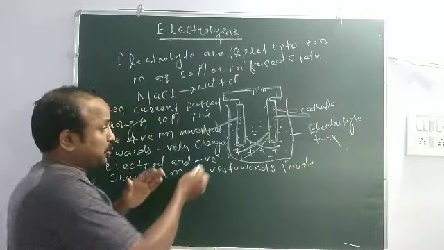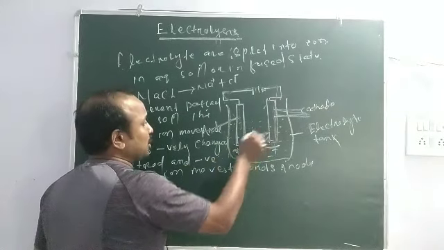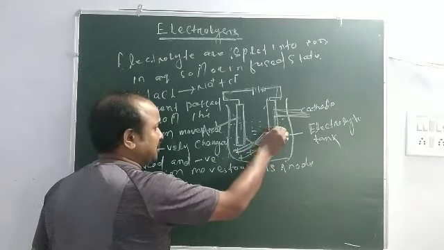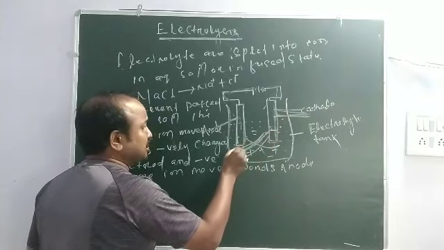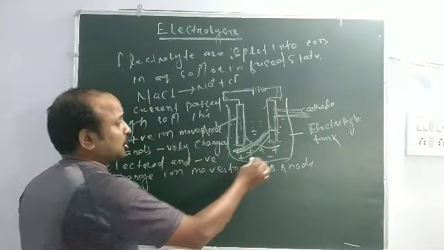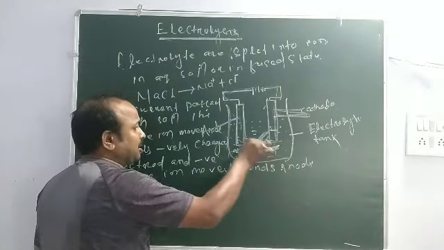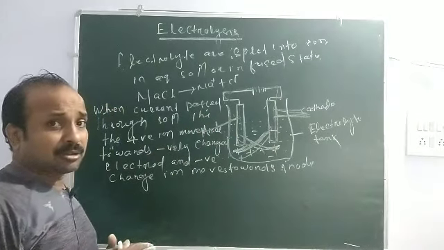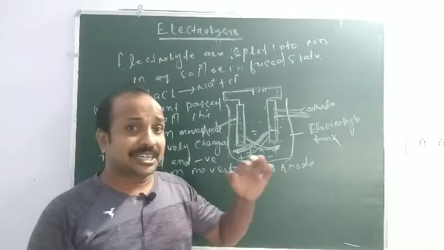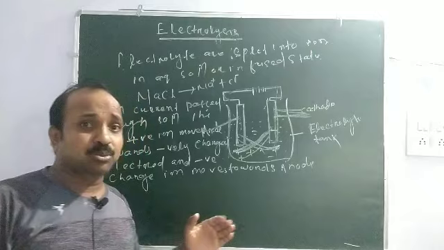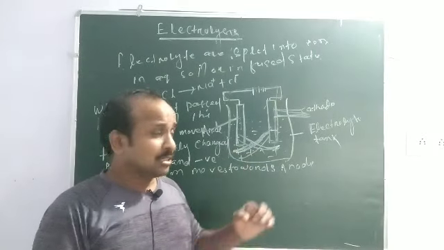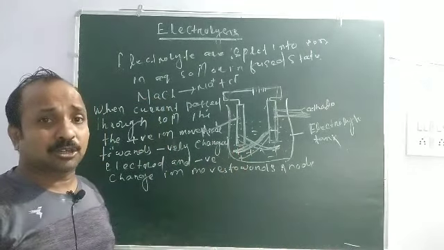Okay, then the positive charge moves towards the cathode, because here is negative and here is positive, so it moves towards the cathode, and the negative ion moves towards the anode. Then what happens when they reach the cathode? Why do they move towards the cathode? Why does the positive ion move towards the cathode?